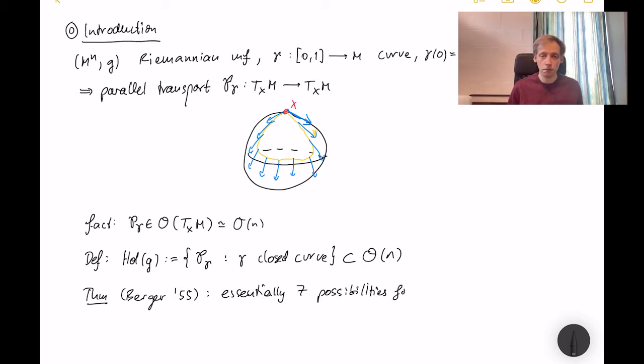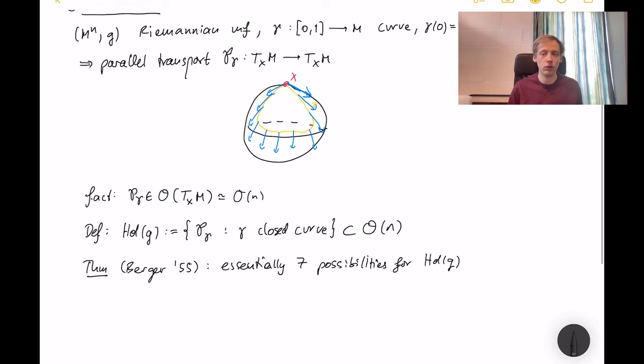In the case I've drawn, I drew a 2-sphere, and the holonomy group will turn out to be SO(2). So it could be that the holonomy is SO(n), and that would be on a manifold with dimension n. It could also be U(n). That would then be called a Kähler manifold, and that happens on manifolds with dimension 2m. Well, let's give that a different name. Let's say U(m), and that's on m-dimensional manifolds.